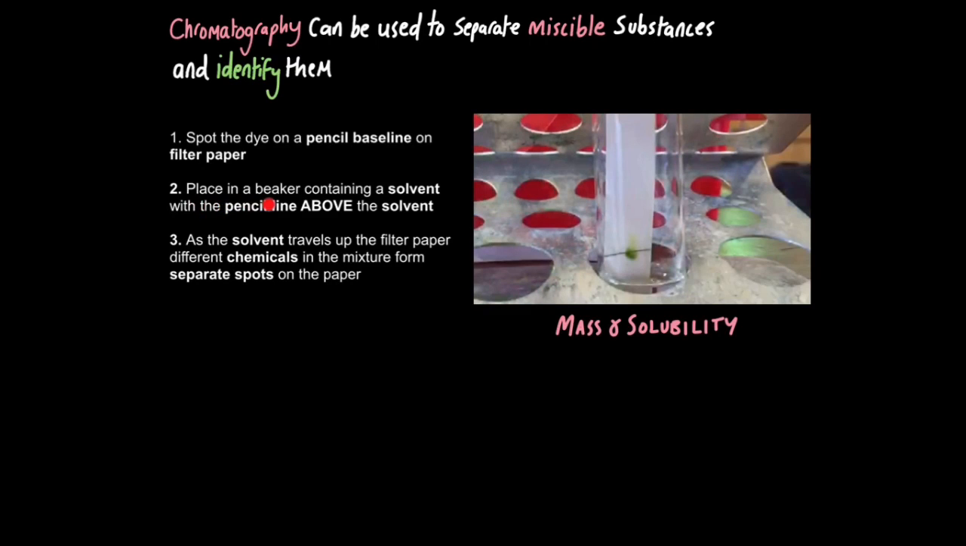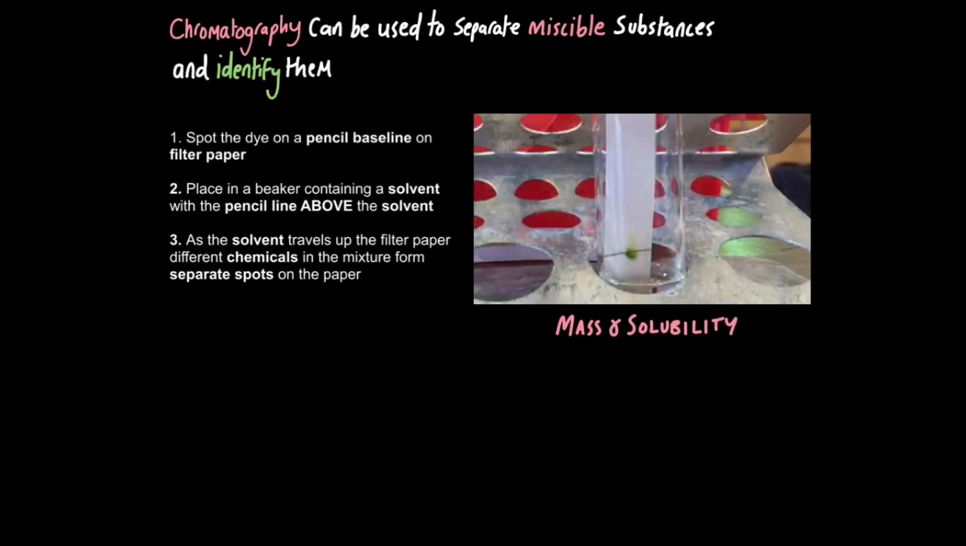Next, you place it in a beaker or a boiling tube containing a solvent. So you use a special solvent which will dissolve these chemicals. And what will happen is the solvent, which must be below the pencil line, can't start above it, it must be below, will start to soak up the filter paper. As it soaks up, it will dissolve all the chemicals that make up this dye and it will transport them up the paper. Now, according to the mass of the individual chemicals that make up the dye and the solubility, how readily they dissolve in the solvent, different marks will be made up the paper.